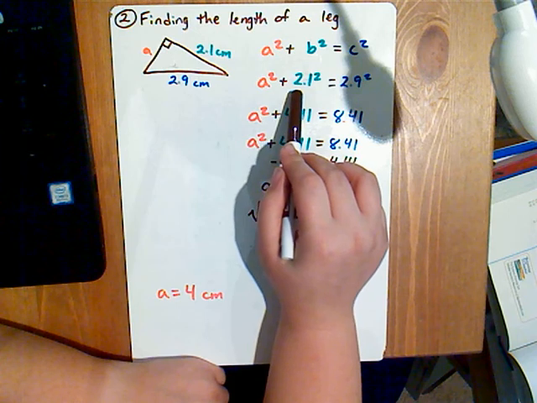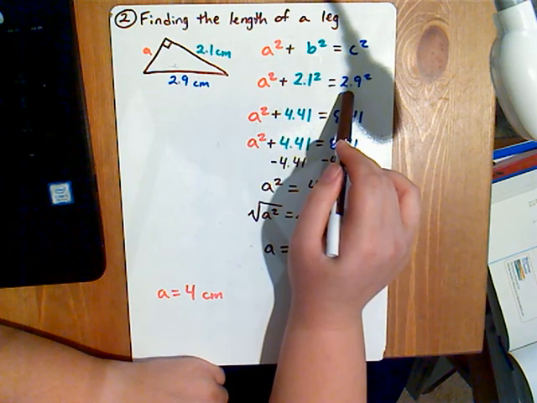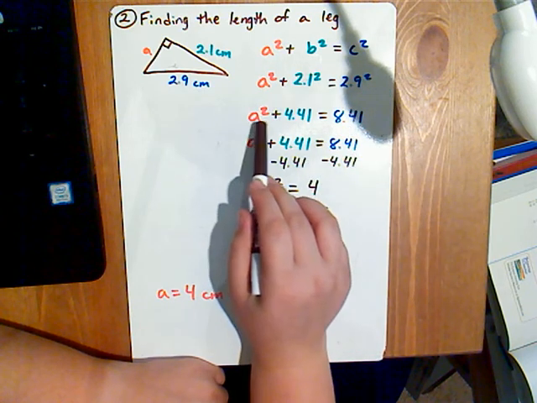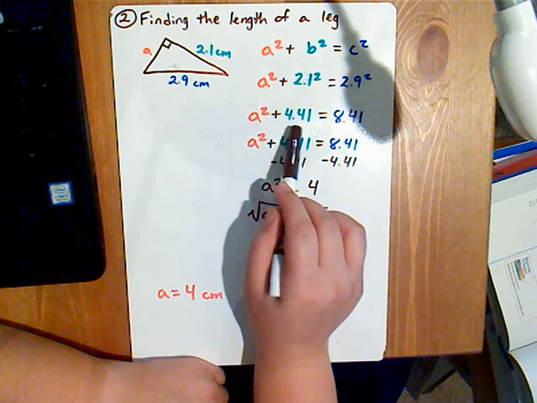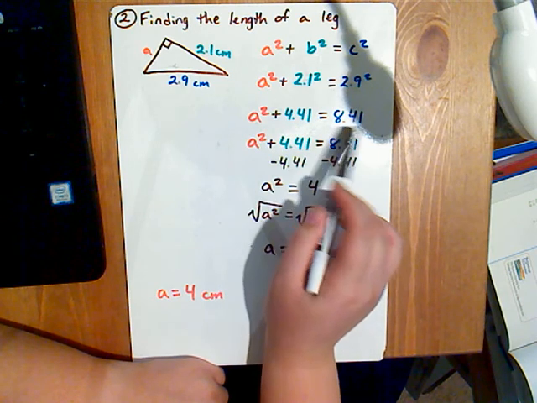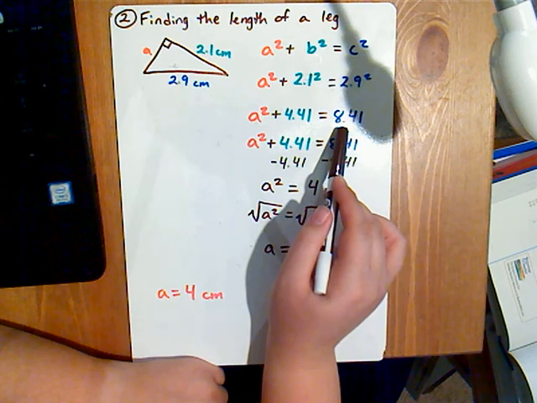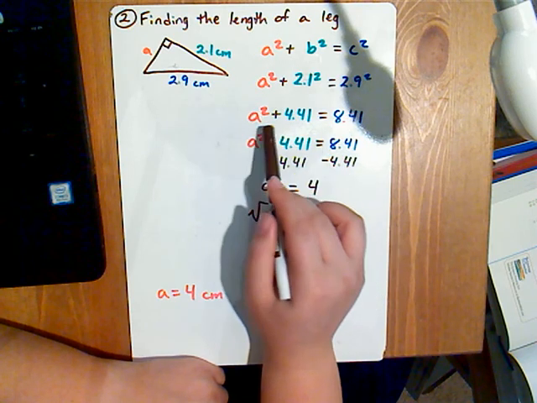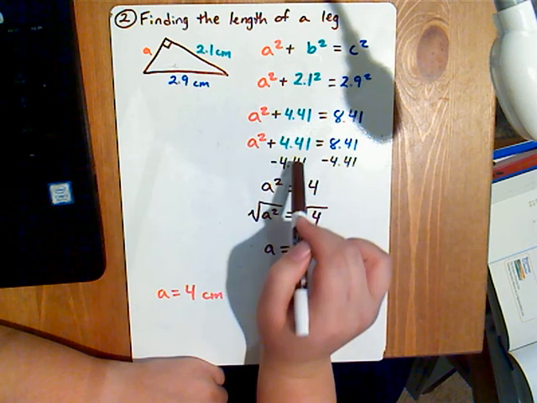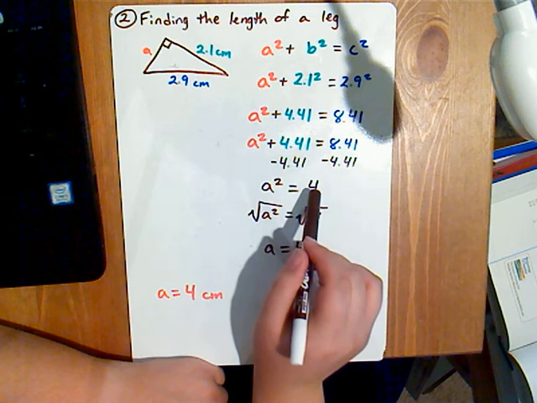Our leg is 2.1. We square it. Our hypotenuse is 2.9 squared. Again, we don't know what a is, so a squared. 2.1 squared is 4.41. That's going to equal our 2.9 squared, which is 8.41. We want to get that a squared by itself, so we're going to subtract 4.41 from both sides. That leaves us with a squared equals 4.